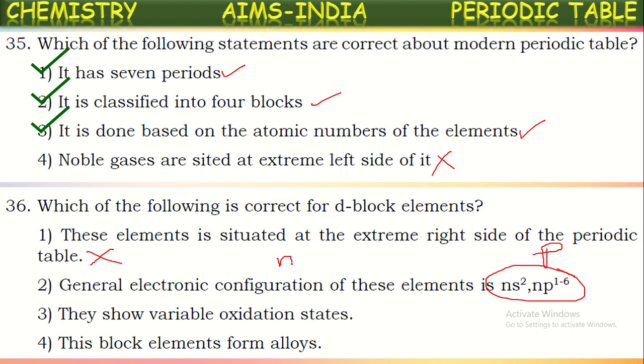For them, the general electron configuration is ns1 to 2, (n-1)d 1 to 10. So it is also an incorrect statement. They show variable oxidation states. Yes, it is correct. They can exhibit more than one valency or oxidation state because they have incompleteness in the two shells. And next one, these block elements form alloys. Yes, these elements can form alloys. They can be mixed one into another. So the correct statements about d block elements are these two.